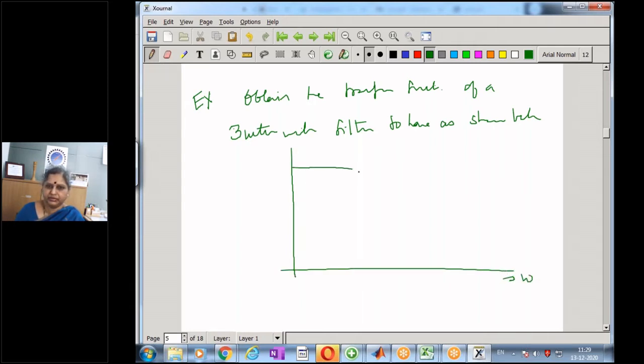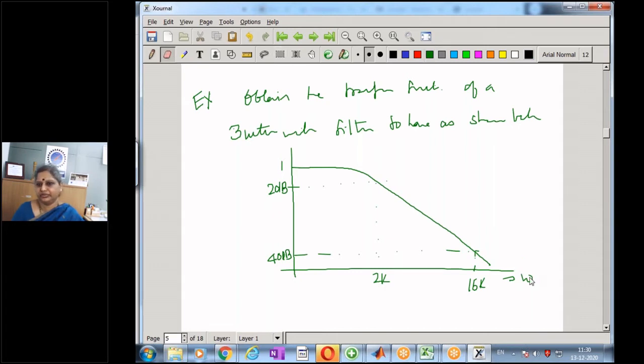Say omega, and we need a 2 dB attenuation at a frequency of 2K, and we need a 40 dB attenuation at 16K kilohertz. And so this is not frequency in radians per second, but it is frequency in hertz.